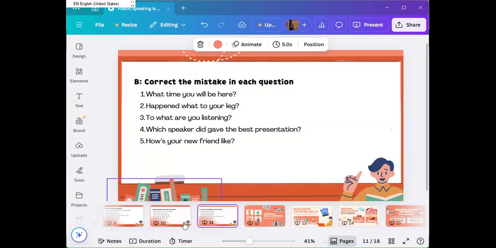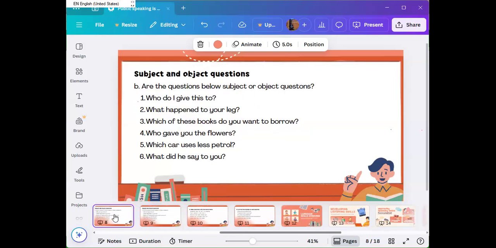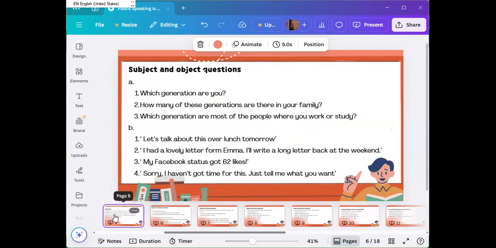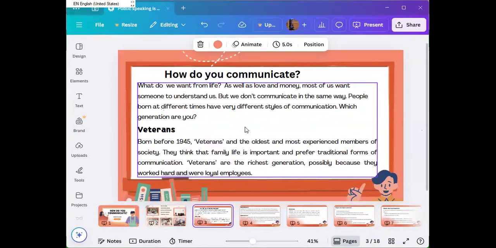Okay, so before we move to the lesson book, we will practice the vocabulary of generations. So could you please repeat after me? This one, veterans. Veterans. Veterans. Okay, so please, we will pronounce the S: veterans. Veterans.